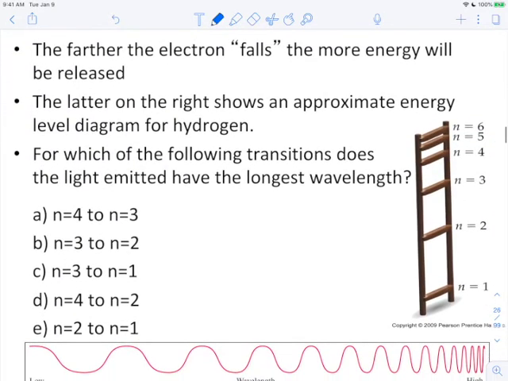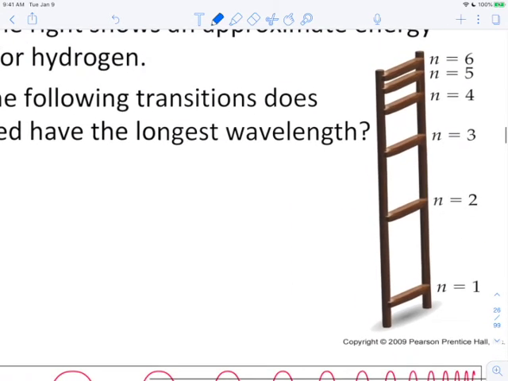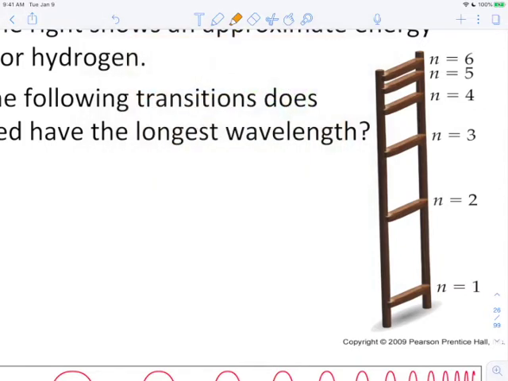All right. So here it says the farther an electron falls, the more energy will be released. The ladder on the right is showing the approximate energy level diagram for hydrogen. This is the same ladder we looked at earlier. And one thing I didn't comment on, but I'm going to tell you about now, is that the energy levels are more spaced out closer to the nucleus. What that means is energy level 1 and 2 have more space between them than 2 and 3. And notice as you go up, they get closer and closer together. So as you get further from the nucleus, the energy levels do get closer and closer.